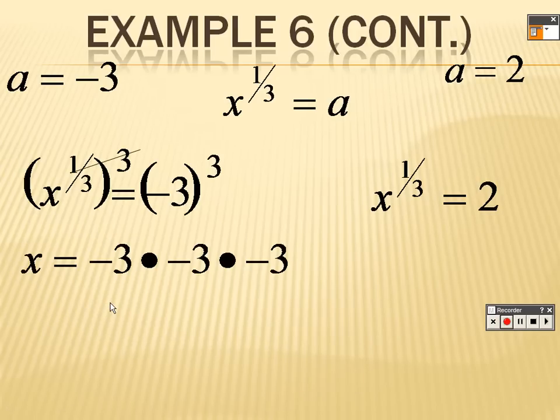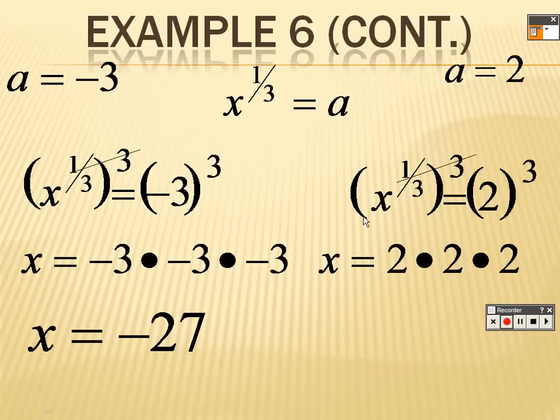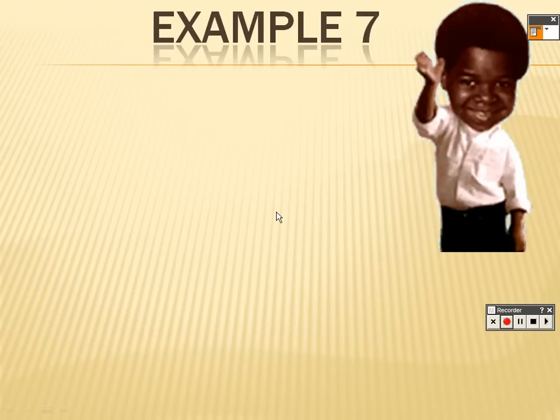-3 cubed, that is like saying -3 times -3 times -3, which is -27. Over here, I have to cube it, and 2 cubed is like saying 2 times 2 times 2, which is 8. So those are your actual answers for x, and not what we had before, because that was in terms of a. Do you dig?